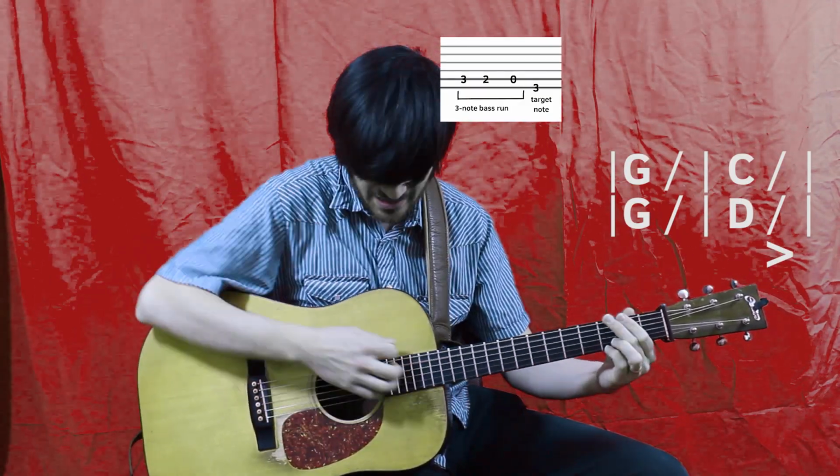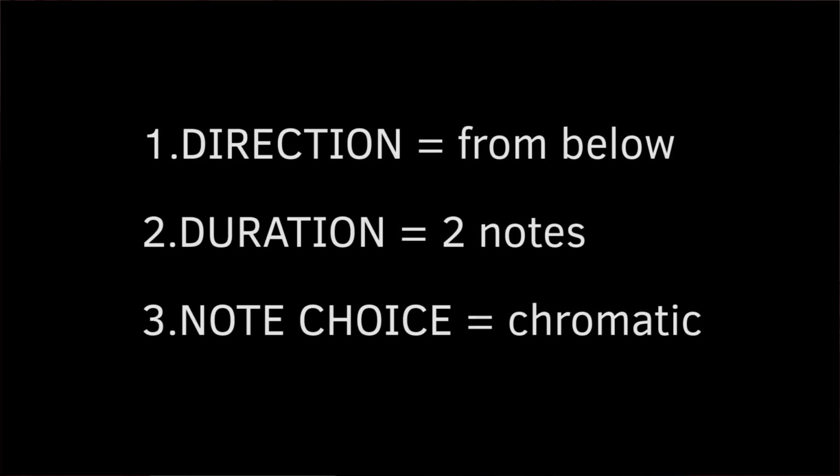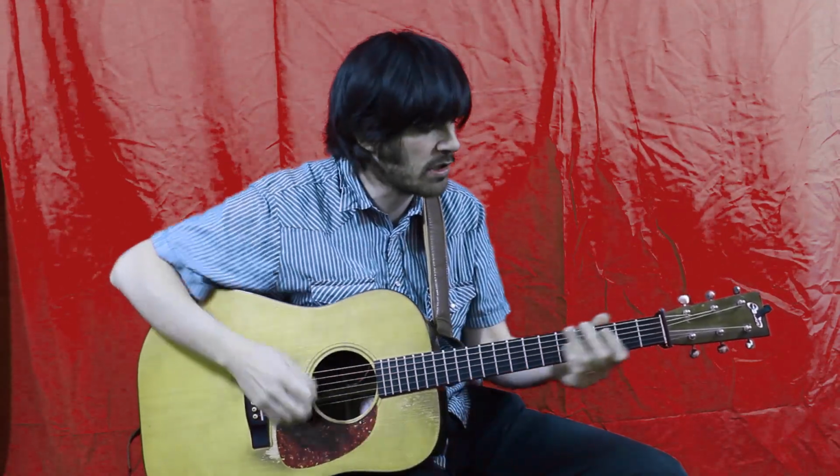Very convenient. We have a tune that has this exact chord progression. It's a fiddle tune. It's called The Lost Girl. We're going to do two different A sections. In the first A, I'm going to approach everything from below chromatically with 2 notes. The second A section, I'm going to approach everything from above with 3 notes diatonically, or with a G major scale.